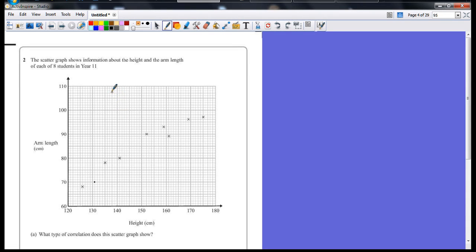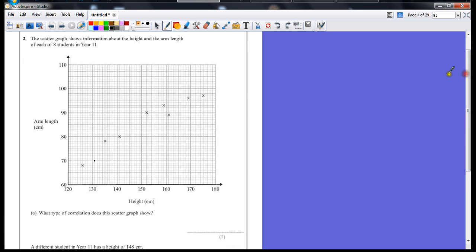Question 2. The scattergraph shows information about the height and the arm length of each of 8 students in year 11. We have the arm length in centimetres going up the side, height in centimetres going along the bottom. Question A says, what type of correlation does the scattergraph show?